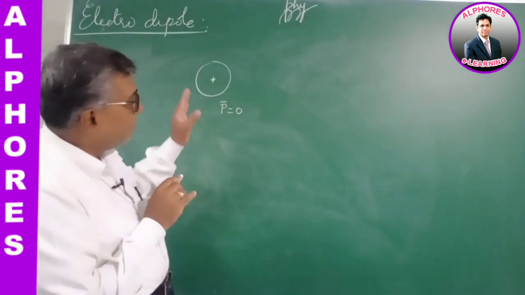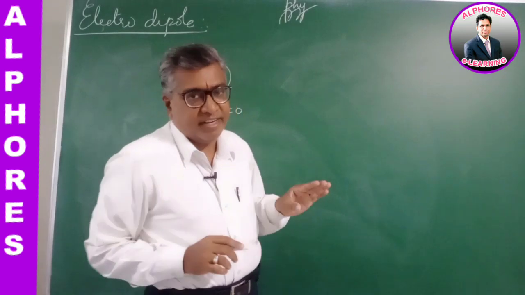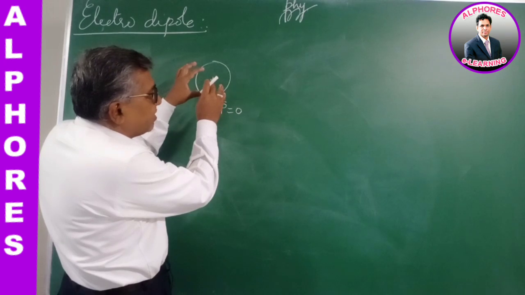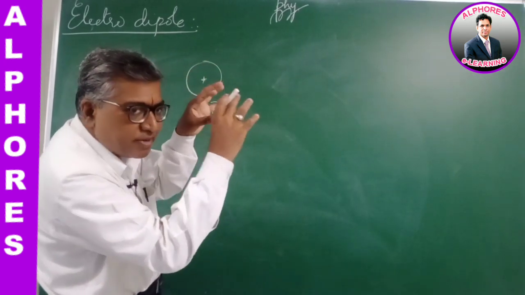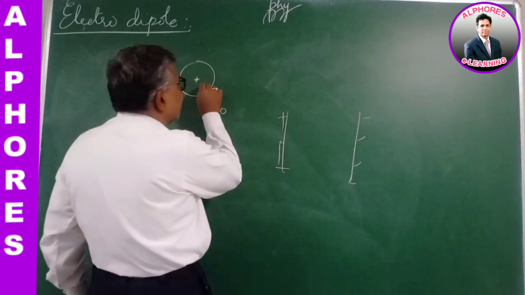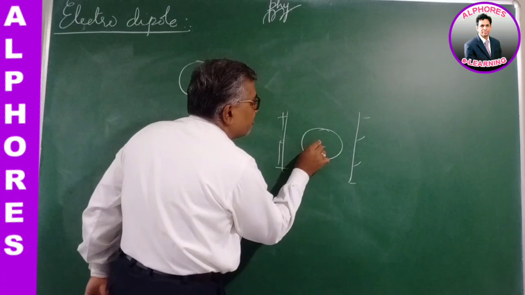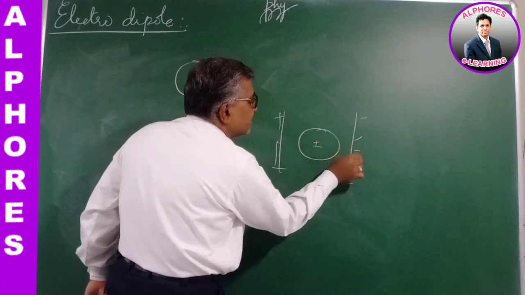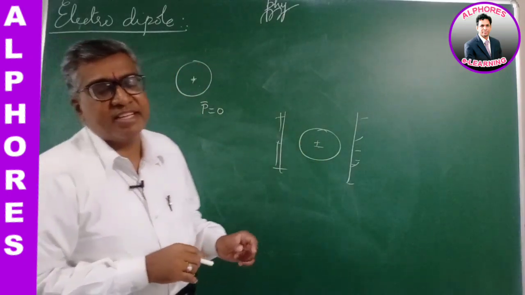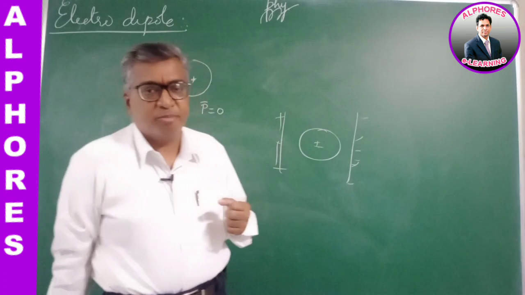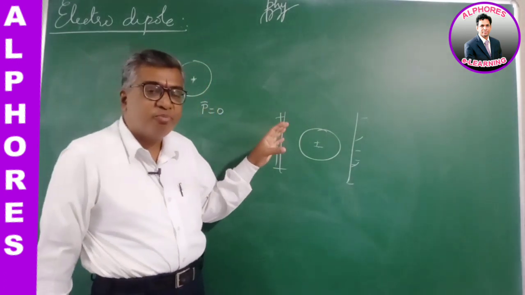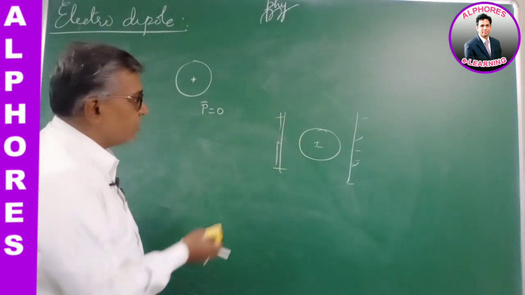However, when you place them in an electric field, the center of the positive and the center of the negative are separated due to the presence of the electric field. Positive is attracted by negative, negative attracted by positive, they move apart. Then they behave as a dipole and show some electric dipole moment. Such molecules are called non-polar molecules.